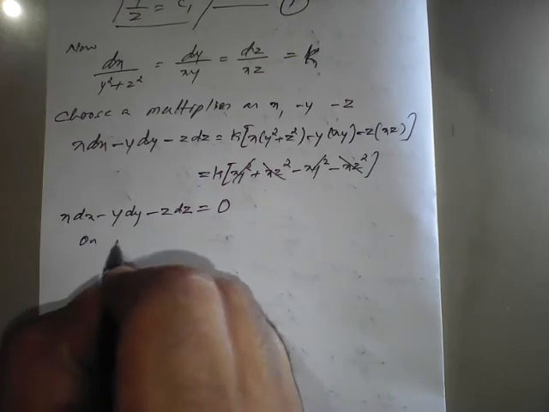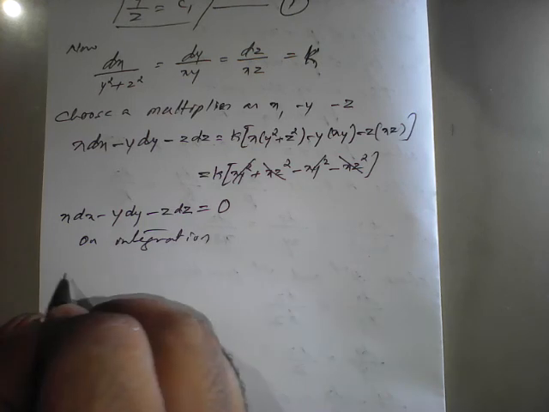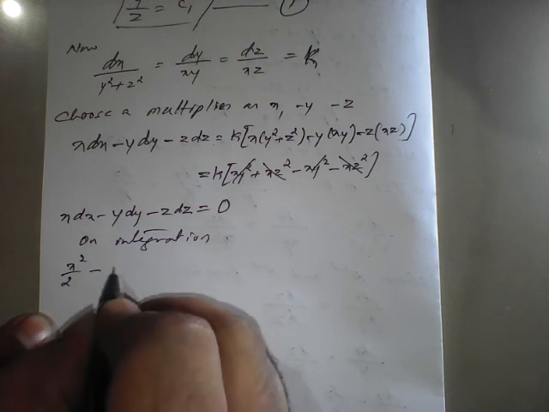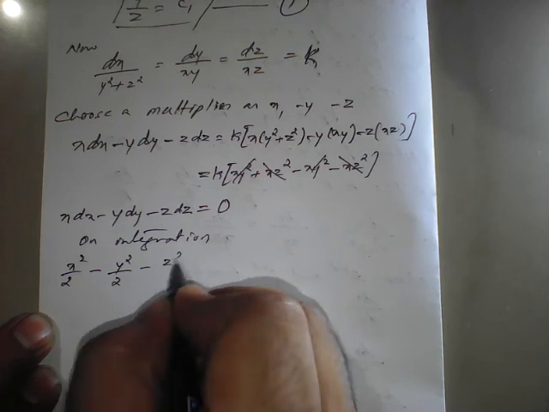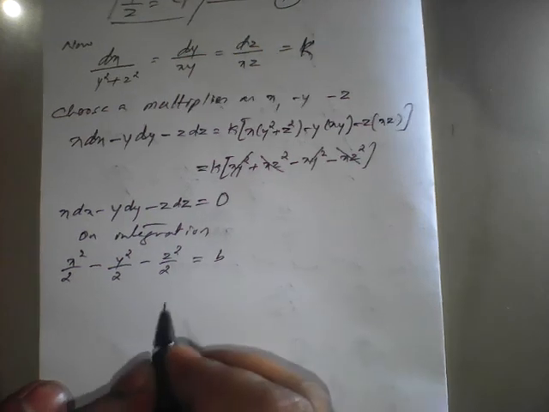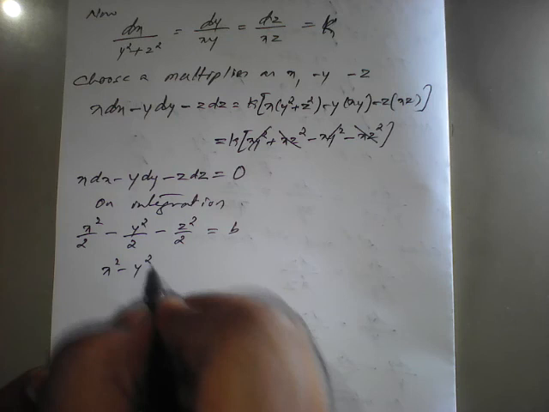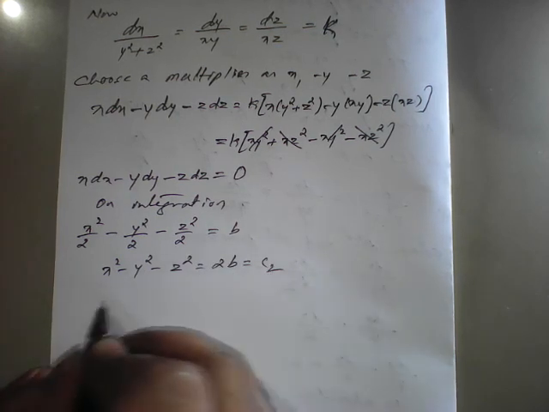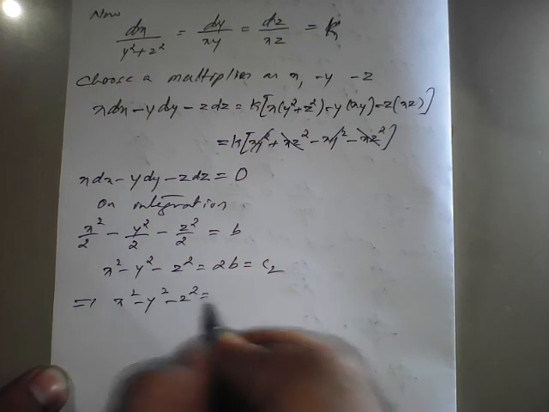On integration, what happens here, integration of x is x square by 2, integration of y is y square by 2, integration of z is z square by 2, is equal to, I will take b as the integrating constant. LCM is 2, that is x square minus y square minus z square is equal to 2b, which is nothing but c2, I will take. So which implies x square minus y square minus z square is equal to c2.